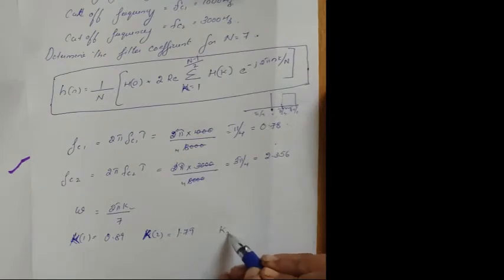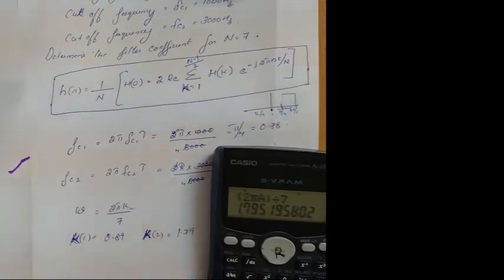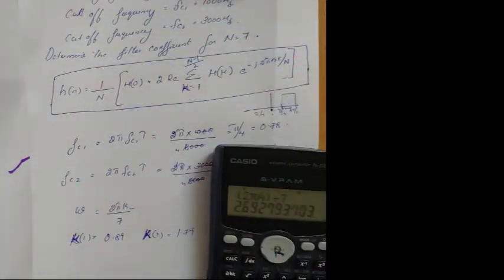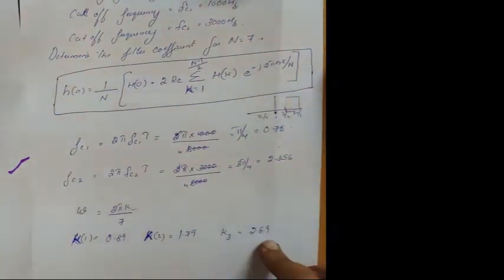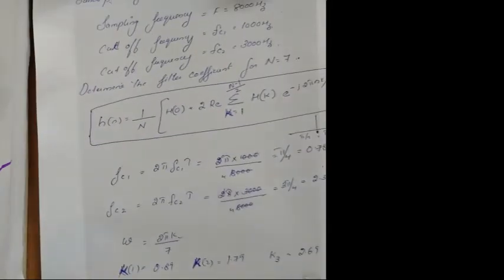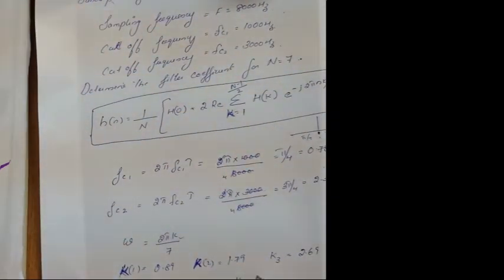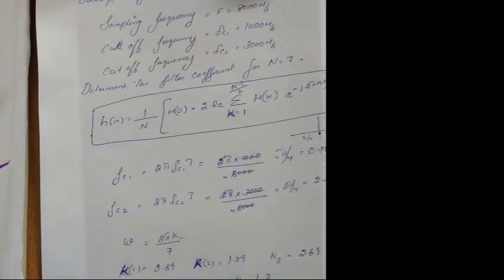When k is equal to 3, you get 2.69. So it goes out from 3π by 4. So your k value varies from 1 and 2. You have to find the samples for this.